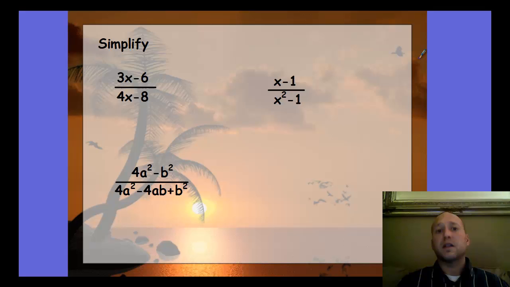So we're going to be doing the same thing in today's lesson. And really, we're just going to be factoring the numerator and denominator and then looking for reducing. And so on the top, if I factor out a 3, I have x minus 2.